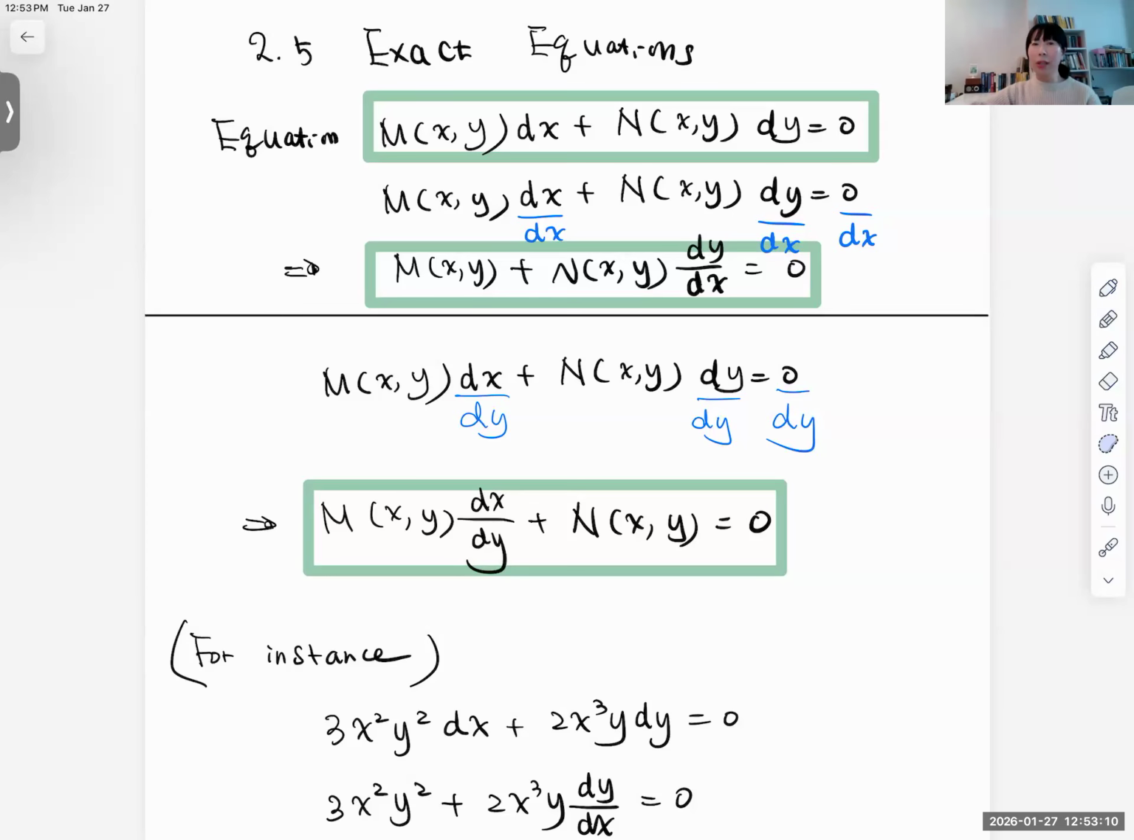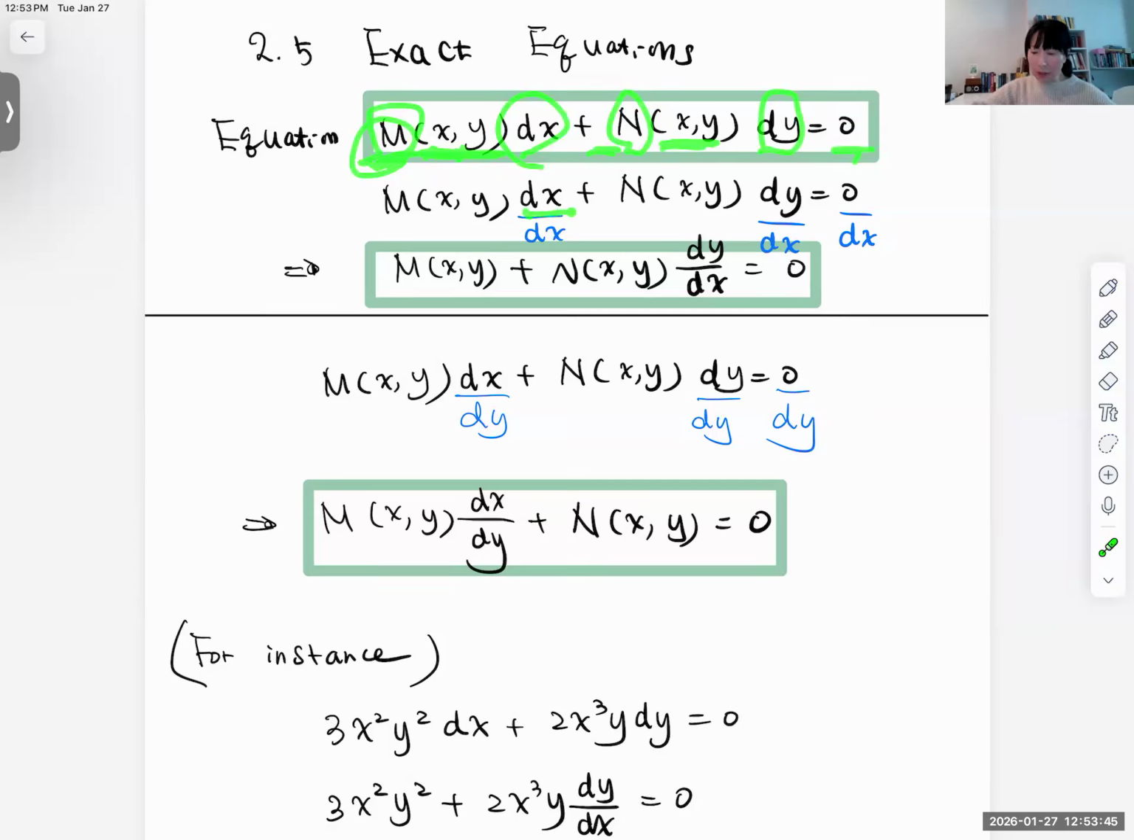Hello everyone. Today we are going to talk about 2.5, exact equations. So we have an equation here. The form of the equation we have, let me just read. We have the form using any letters, so any variable in terms of x and y, and we have dx plus any letter in terms of x and y, dy equal to 0.